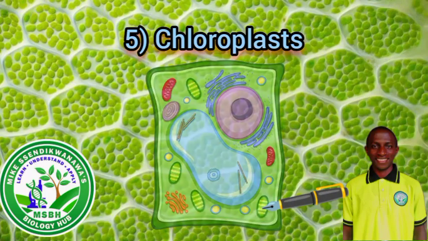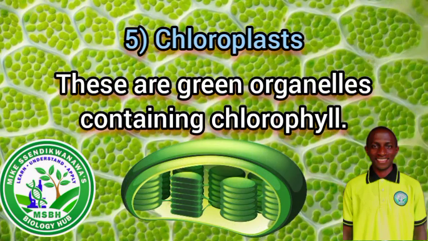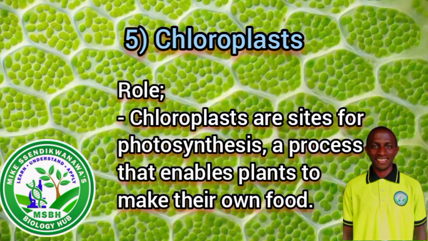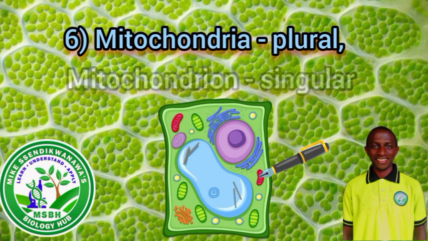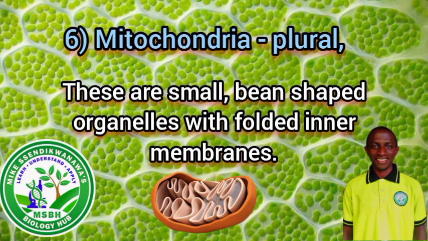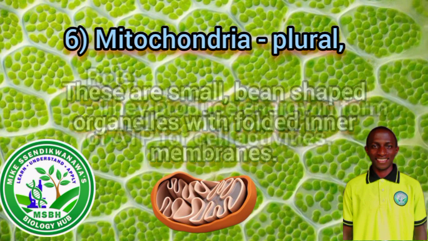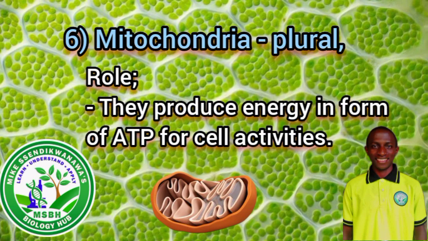5. Chloroplasts. These are green organelles containing chlorophyll. Role: chloroplasts are sites for photosynthesis, a process that enables plants to make their own food. 6. Mitochondria, in plural, and in singular, mitochondrion. These are small bean-shaped organelles with folded inner membranes. Role: they produce energy in form of ATP for cell activities.